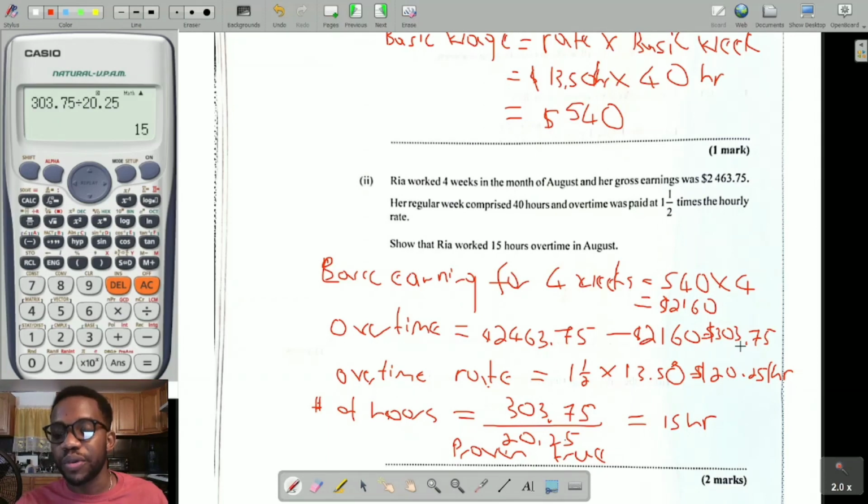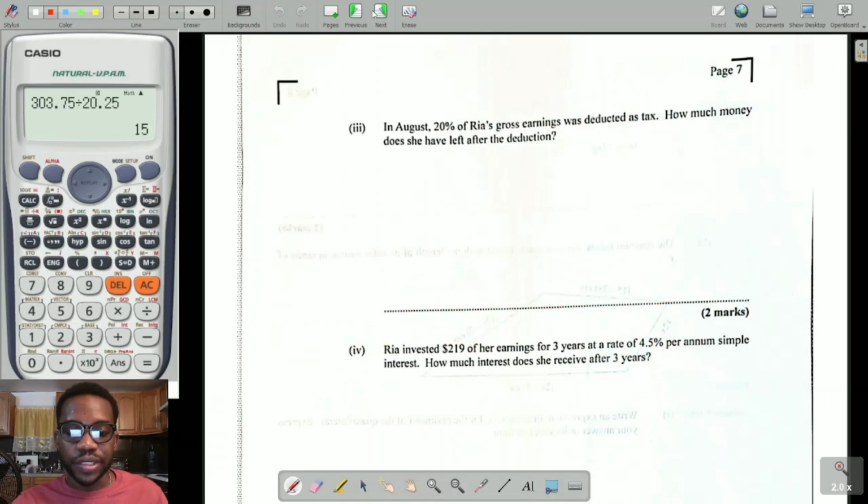And we have the total amount of money that he made. So if we want to find the number of hours, we just simply divide the amount of money that he made by the amount he's getting per hour. That gives me the number of hours overtime. Alright, so you see, not so difficult at all. Alright, let's go to the next page.